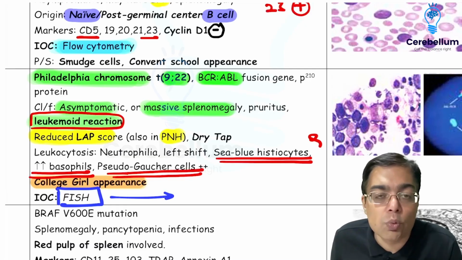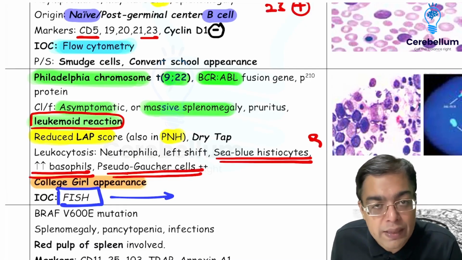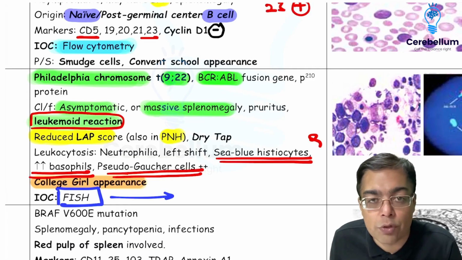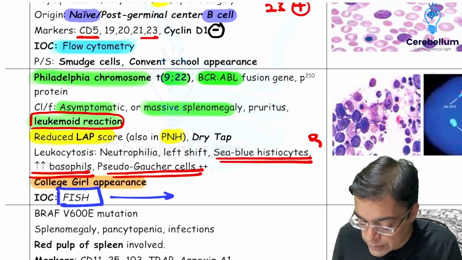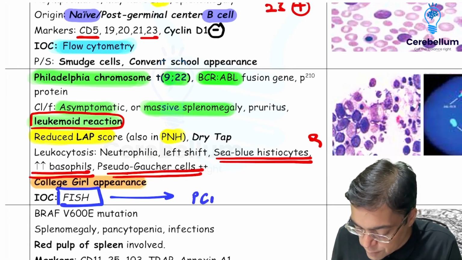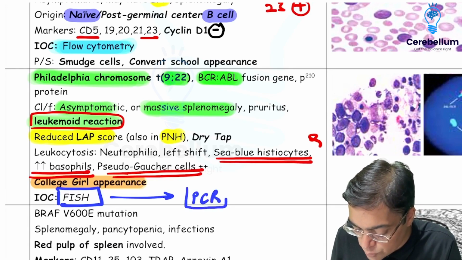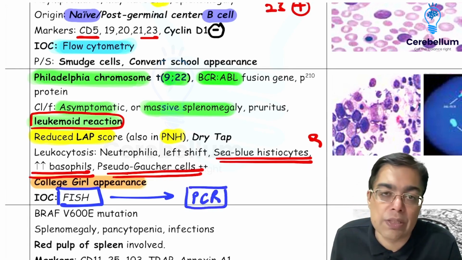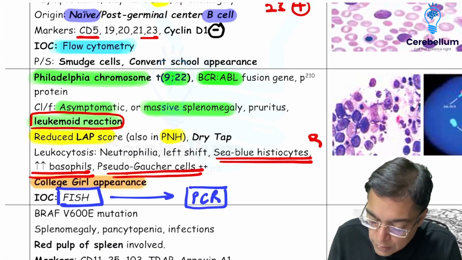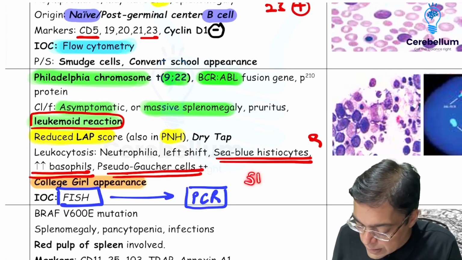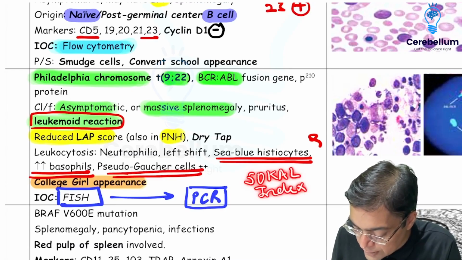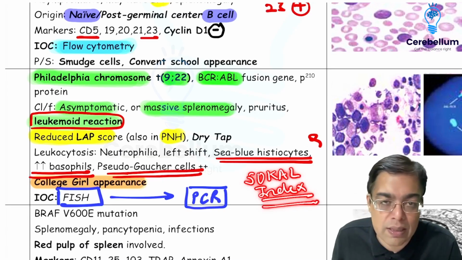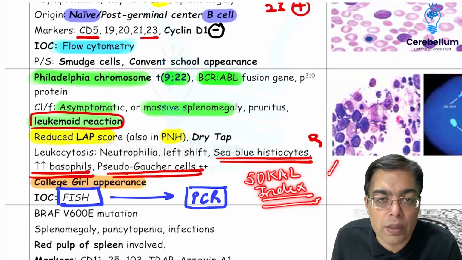In some patients who are administered anti-cancer drugs, you might wish to show the presence of minimal residual disease. So apart from fluorescent in situ hybridization, another investigation which may be carried out in subsequent course of time is the polymerase chain reaction. Medically, we need to remember that there is an index associated with CML, and that index is Sokal's index. So Hasford score and Sokal's index are terms associated with CML.